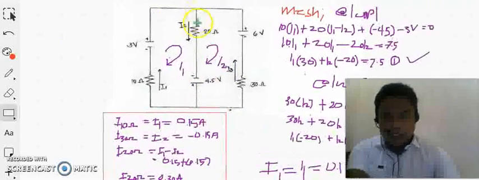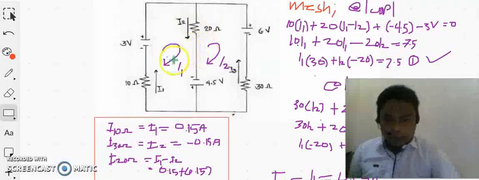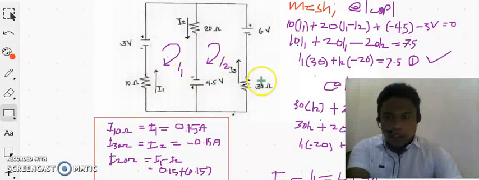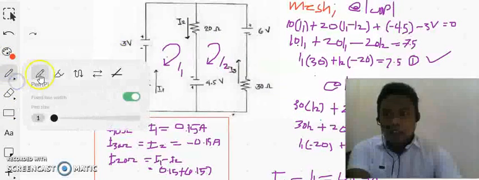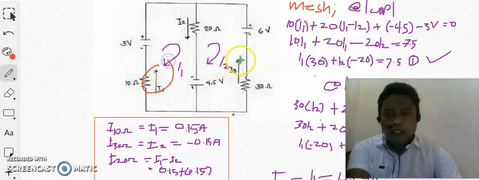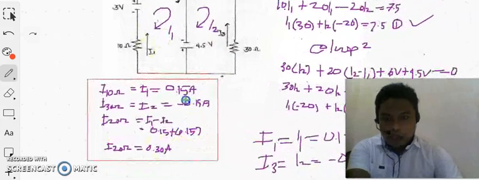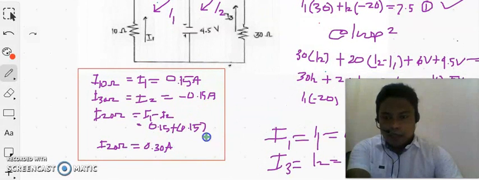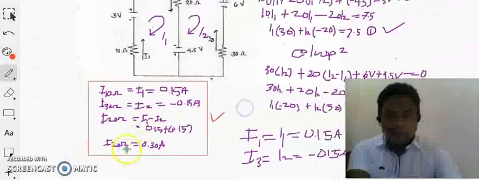And then checking for the answer: I2 is equal to I1 plus I3, because I1 is going upward and I3 is going upward, and going downward is I2. So I1 plus I3 is equal to I2. So 0.15 minus negative 0.15 is 0.30 ampere. So the answer is correct.